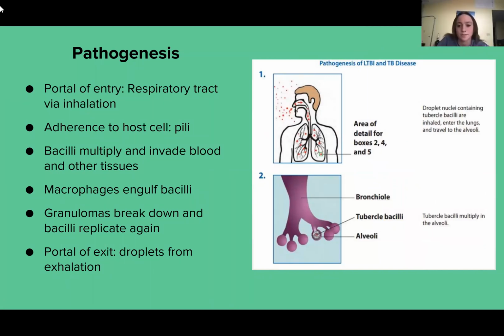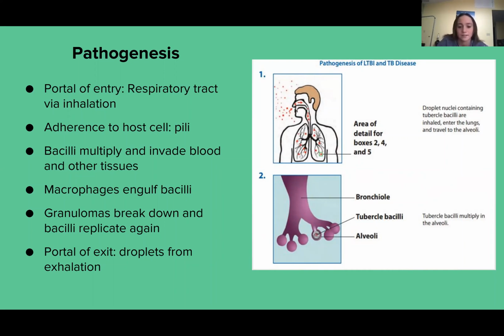Mycobacterium tuberculosis enters the host through the respiratory tract via inhalation through the nose or the mouth. The droplets containing tuberculosis enter the lungs and travel to the alveoli within the lung. The pathogen adheres to the host organism using its pili. Once in the alveoli, these bacilli multiply and replicate intracellularly. Some of the tubercles enter the bloodstream and spread throughout the body to locations such as the brain, larynx, lymph nodes, lungs, spine, bones, or kidneys.